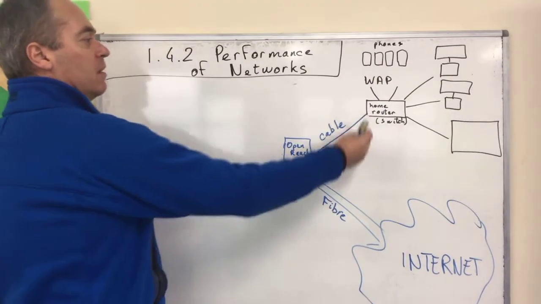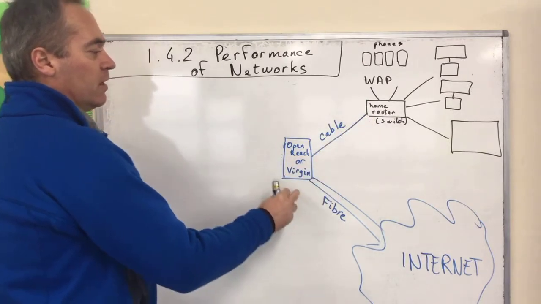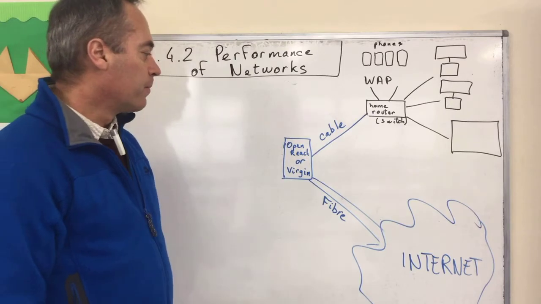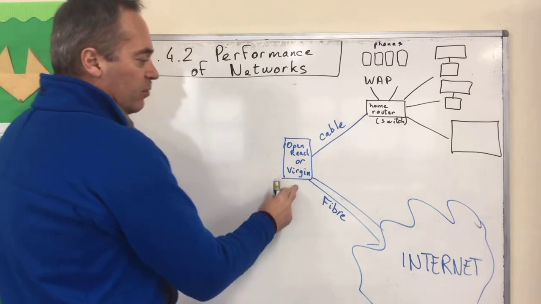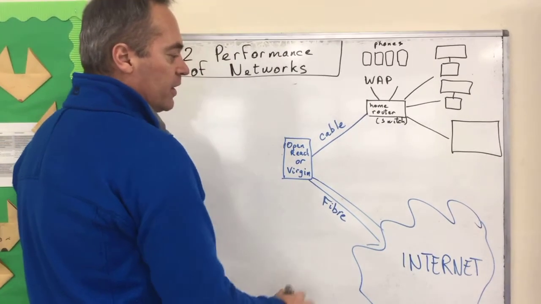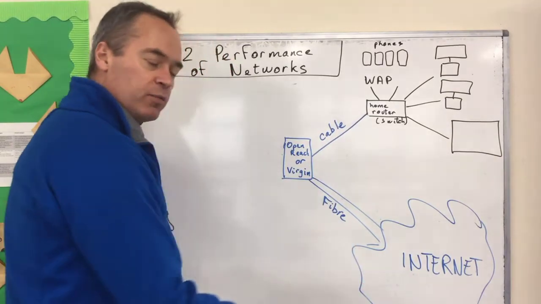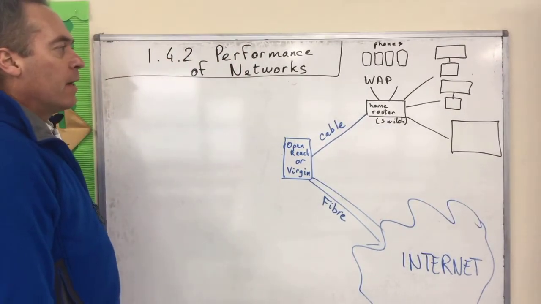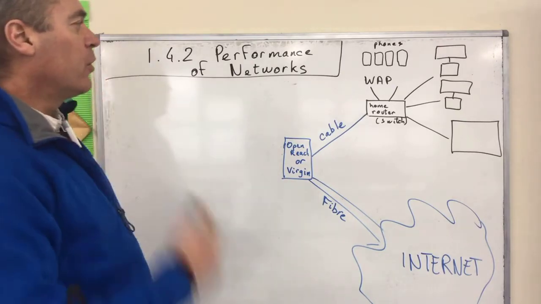After that, there's a cable connection into the street to the Openreach or a Virgin box. And then that box will have a fiber optic connection to your internet service provider and eventually to the whole internet. Right. What could slow this network down?